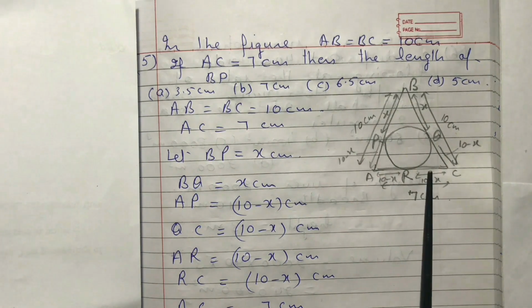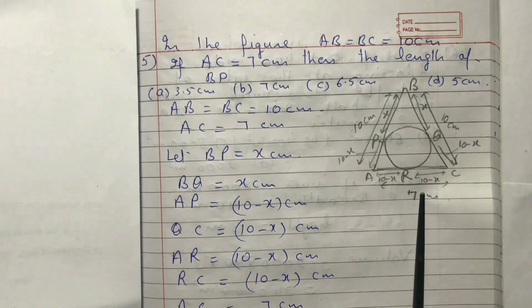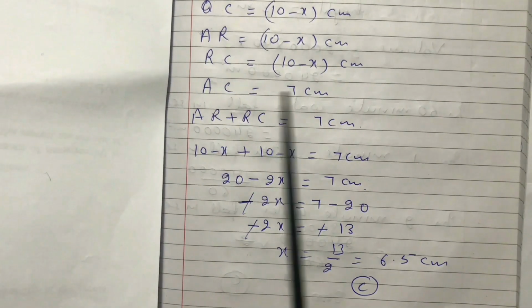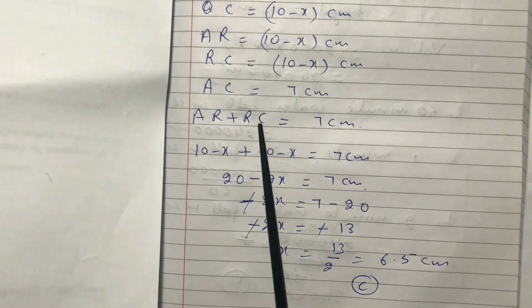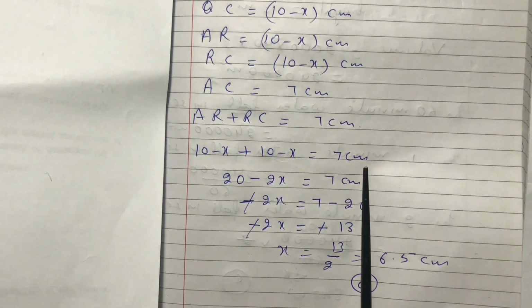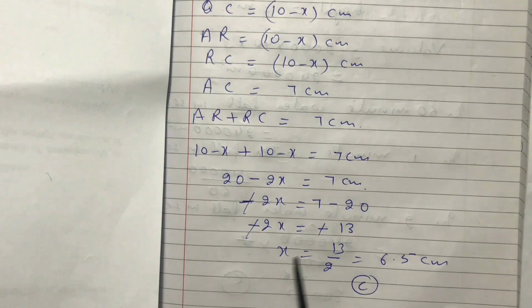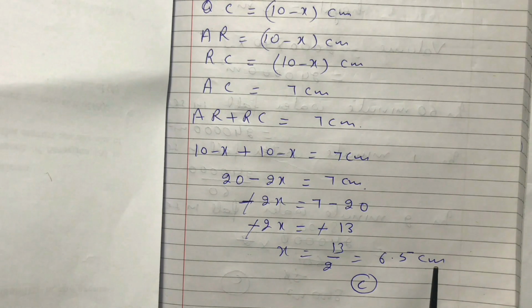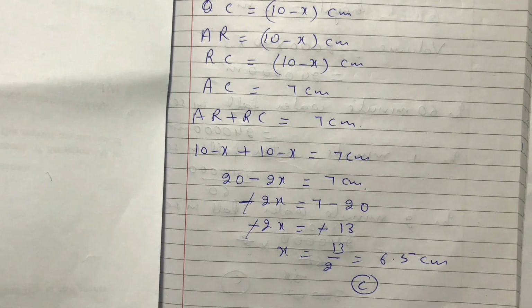So start with AC, which is 7 centimeter, which is given to us. Now AC is 7 centimeter. It means AR plus RC is 7 centimeter. AR is 10 minus X plus 10 minus X is 7 centimeter. Calculate it. You will get X equal to 13 by 2, which is equal to 6.5 centimeter. So C is the option.